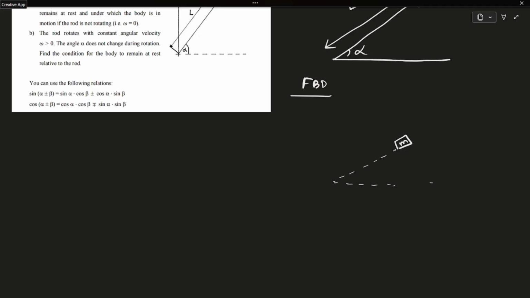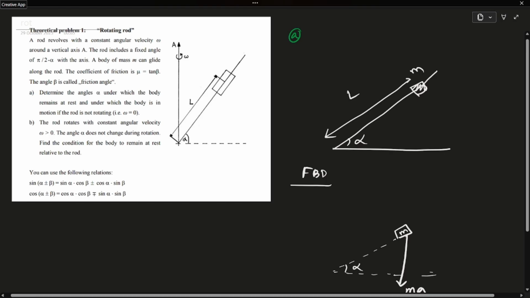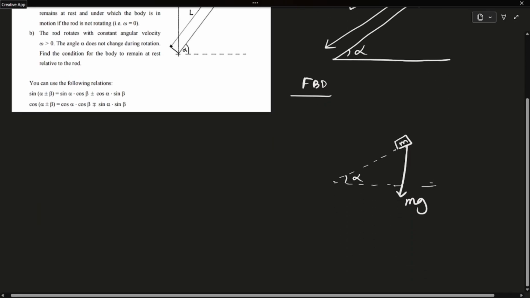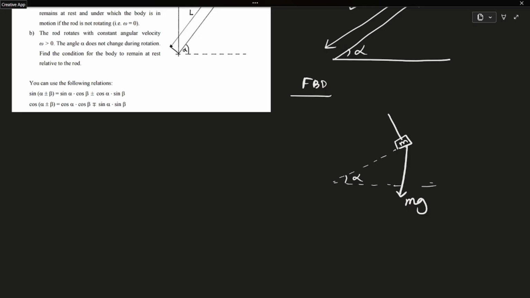Similar to an incline, this angle is alpha. This is the mg, and omega equal to 0. In this case, the rod is not rotating. There will be a normal like this. Mg along this inclined component will be mg sin alpha, and this component will be mg cos alpha, perpendicular to this.